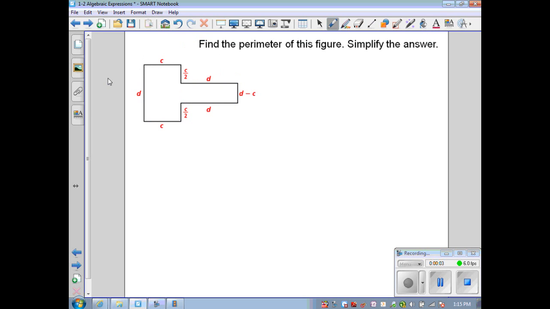Our last example wants us to find the perimeter of this figure, but then simplify the answer. Recall, the perimeter of an object is the sum of the lengths of its sides. In other words, we want to add up the lengths of each side. So let's start with this side, which is C, and then go counterclockwise around the circle. C plus C over 2 plus D plus D minus C plus D plus C over 2 plus C plus D, and that takes us back to the beginning.